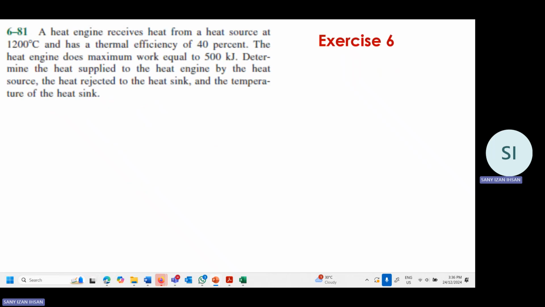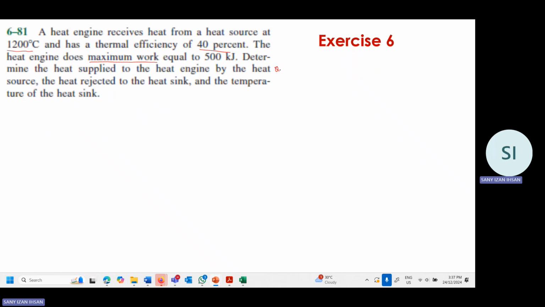Okay, 681. A heat engine receives heat from a heat source at 1200 degrees Celsius. So you have the heat source at 1200 degrees Celsius, and you are given the efficiency of 40%. The heat engine does maximum work, okay, let's just highlight maximum work. We'll get to that later, and that will be 500 kilojoule. Determine the heat supplied to the heat engine by the heat source.